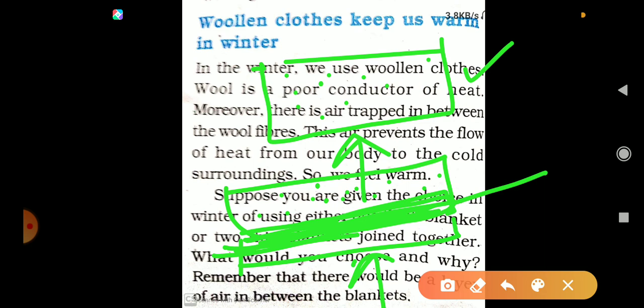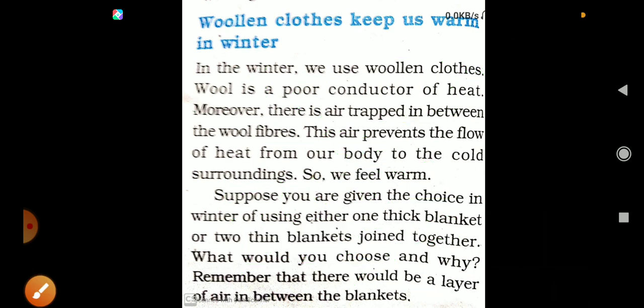It means to have the two thin blankets together, right?